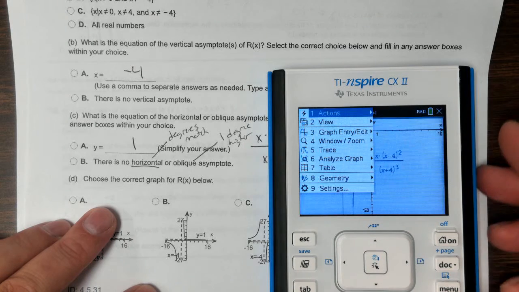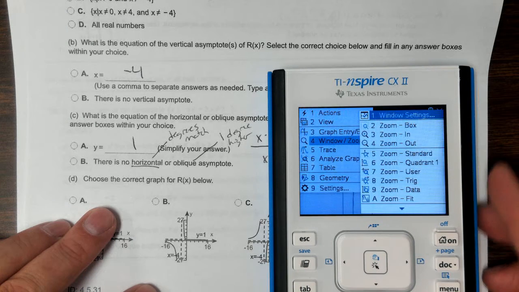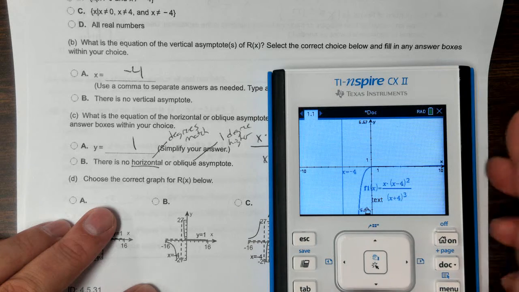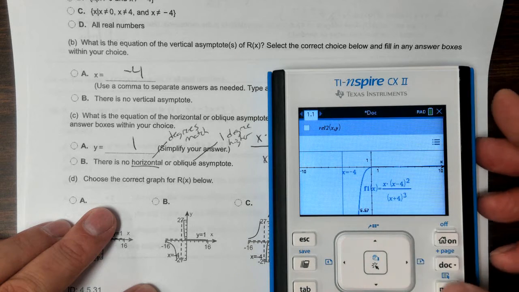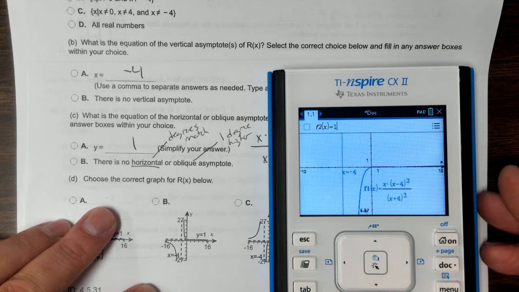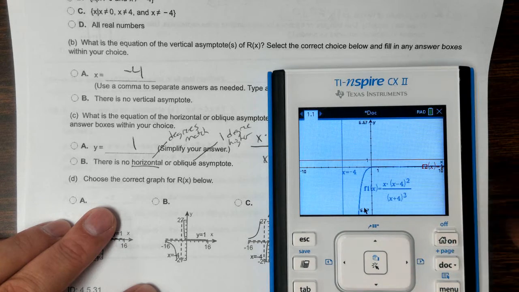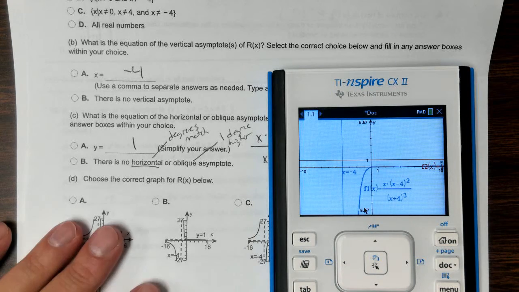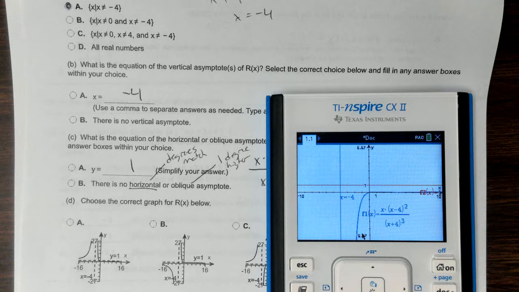Let me go back to a standard window. And go to graph entry, function, and put 1. So that's your horizontal asymptote. It's not 0 because it's not a proper equation. I'm sure we'll get to that later.